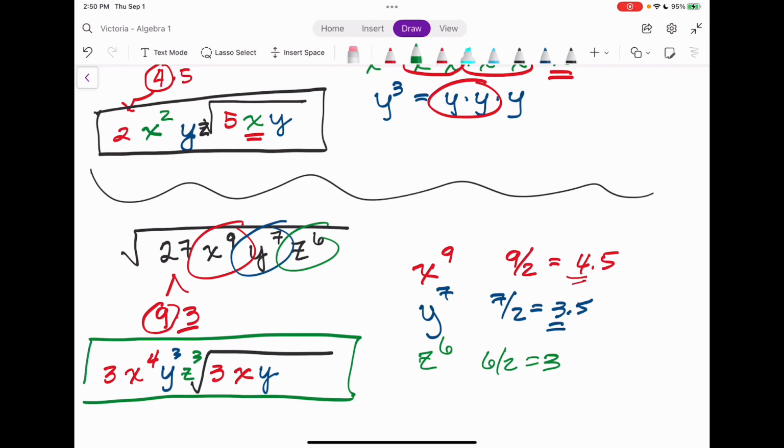So again, you want to simplify your numbers just like you do without the variables in the problem. And then with the variables, look at the exponent. And if it's an odd exponent, like 9 and 7 in this problem, you know you're going to end up with one of those variables left here under the radical. If it's an even exponent, like z to the 6th, that's going to simplify perfectly. So I'll just have half of that exponent. 6 divided by 2 is 3, and that's how I get z cubed on the outside of the radical.